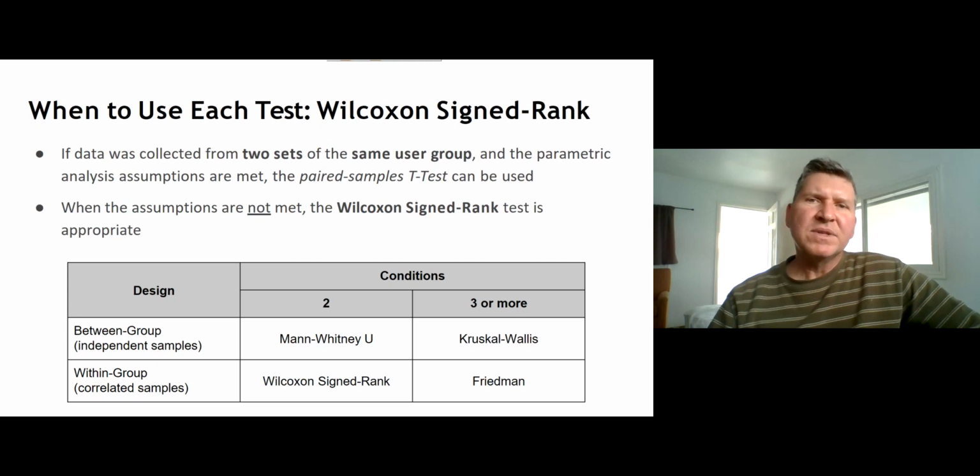If we collect data from 2 sets of the same user group, notice the design we have between group and within group. This would be with the within group studies design. And the parametric analysis assumptions are met, we can use paired samples. But when we can't meet those assumptions, we'd use the Wilcoxon signed rank test.